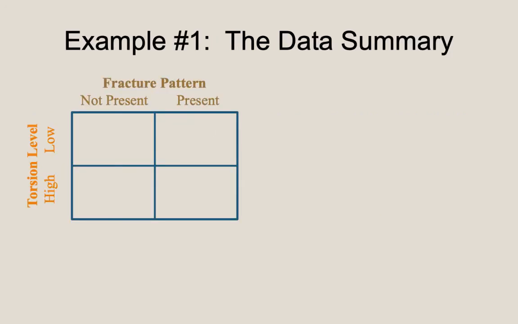So now let's look at the data. For our variables, we have the fracture pattern. Was the fracture pattern present or not? The second variable is the torsion, and we have low torsion and high torsion. From our data, we had 8 high torsion trauma instances that did not show the fracture pattern, and we had 27 high torsion trauma incidences that did show the fracture pattern. Whereas for the low torsion trauma, there were 15 that did not show the fracture pattern and 13 that did.